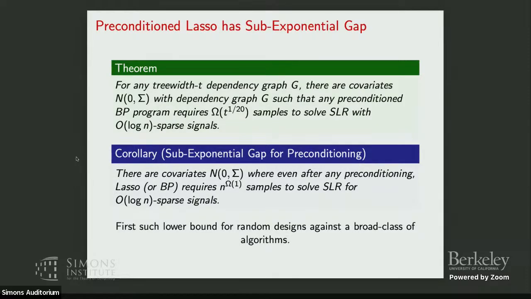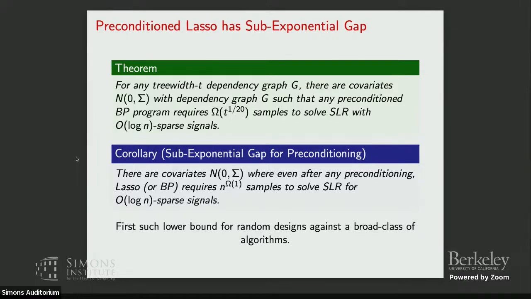Okay. And what we show is that, unfortunately, treewidth is a bottleneck, high treewidth is a bottleneck for preconditioning as a whole. Meaning, for any graph which has treewidth t, there is some covariance matrix that you can put whose dependency graph is exactly that graph. And any preconditioning that you can think of, it can depend on the graph, it can depend on sigma, would still require t to the 1/20 samples. Okay. So the emphasis is basically on the fact that the preconditioning can depend on sigma or anything, but still you'll get this lower bound.